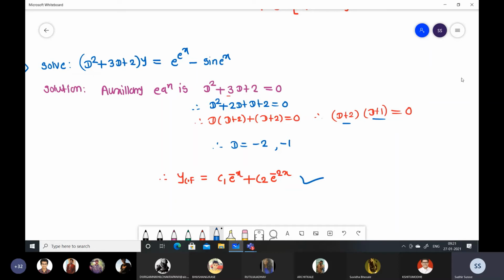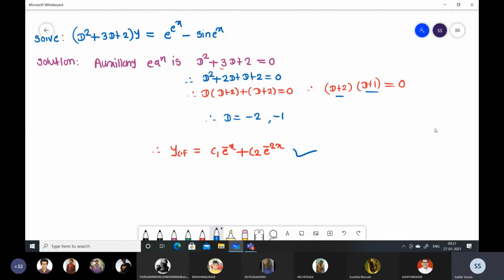Next, to find YP, that is the particular integral. YP is given by 1 upon whatever operator you have, that is the auxiliary equation, d square plus 3d plus 2 in bracket, and the right hand side function you have to write. So the right hand side function is e to the power x minus sine e to the power x.